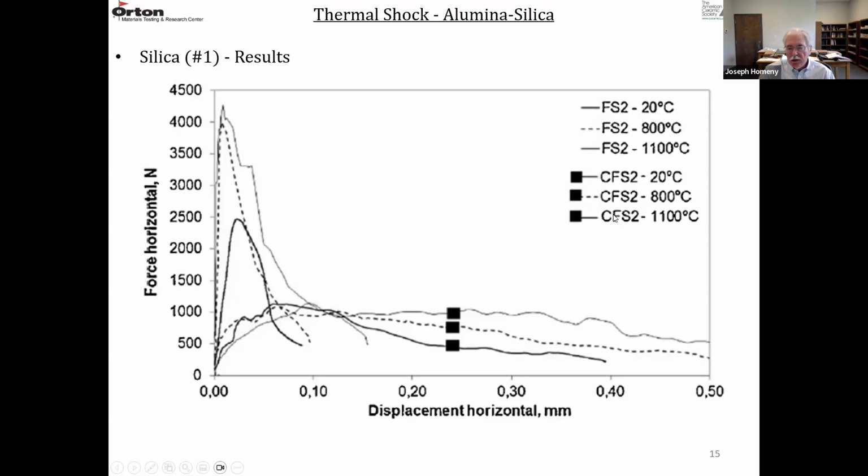But then the three that are shown here at 20, 800, and 1100 degrees C were the same material but crystallized. So it's much weaker, it's highly microcracked, but the failure is extremely gradual. It takes the strain here, the displacement is very large compared to these. So it is a less brittle material. It's highly microcracked. And this kind of stress strain curve is going to give much improved thermal shock resistance compared to this one.